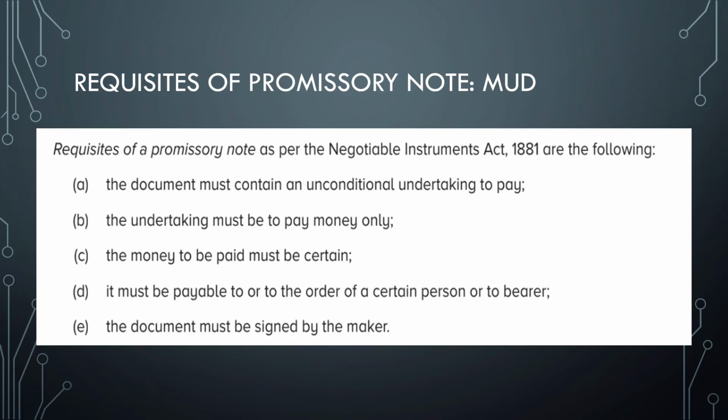So let's quickly recall the question. The question is the requisites of the promissory note. The shortcut is MUD. M is for money to be paid must be certain and it must be payable to the order of certain person or to bearer. U is for undertaking and the D is for document should be signed. Document must contain an unconditional undertaking to pay. So these are the requisites of promissory notes.